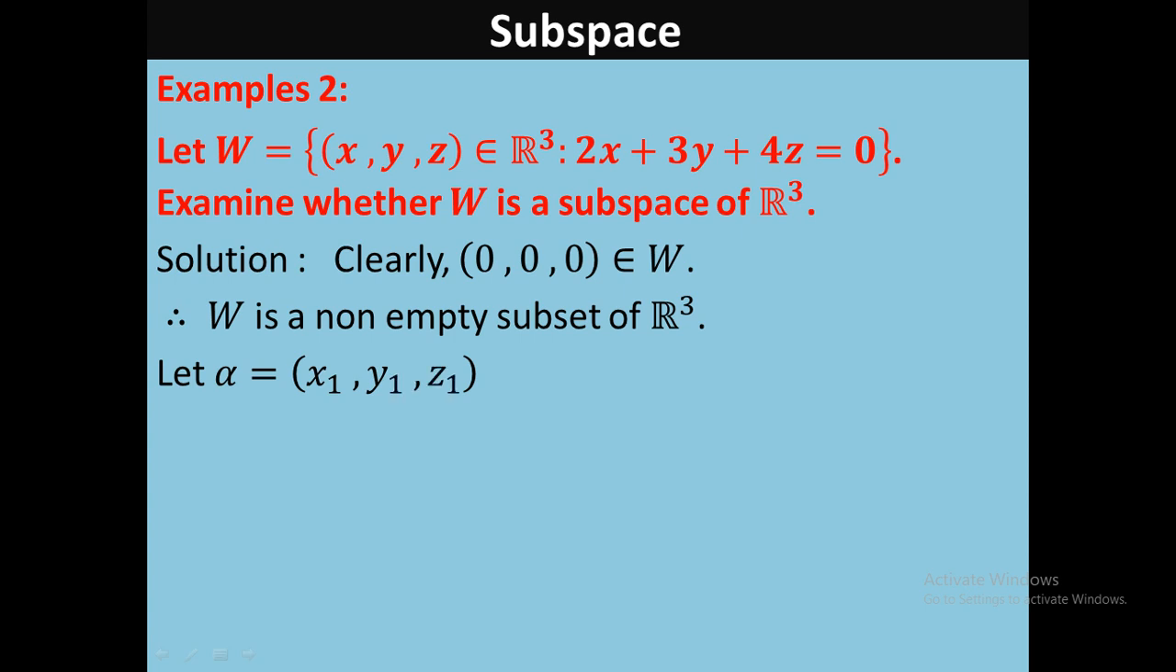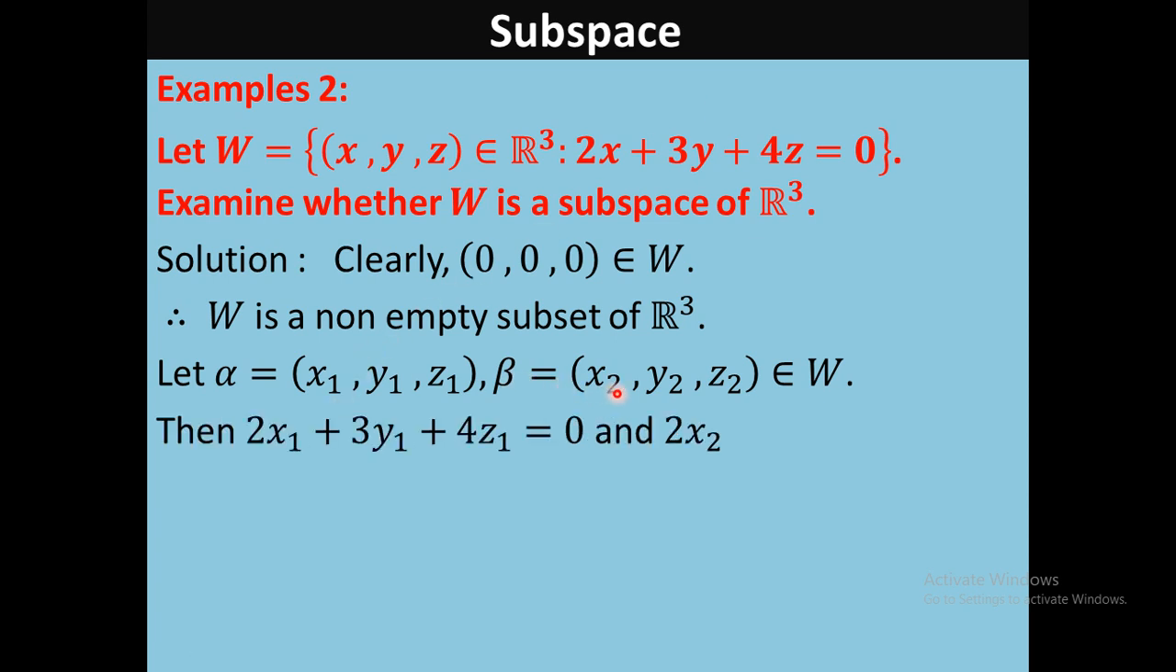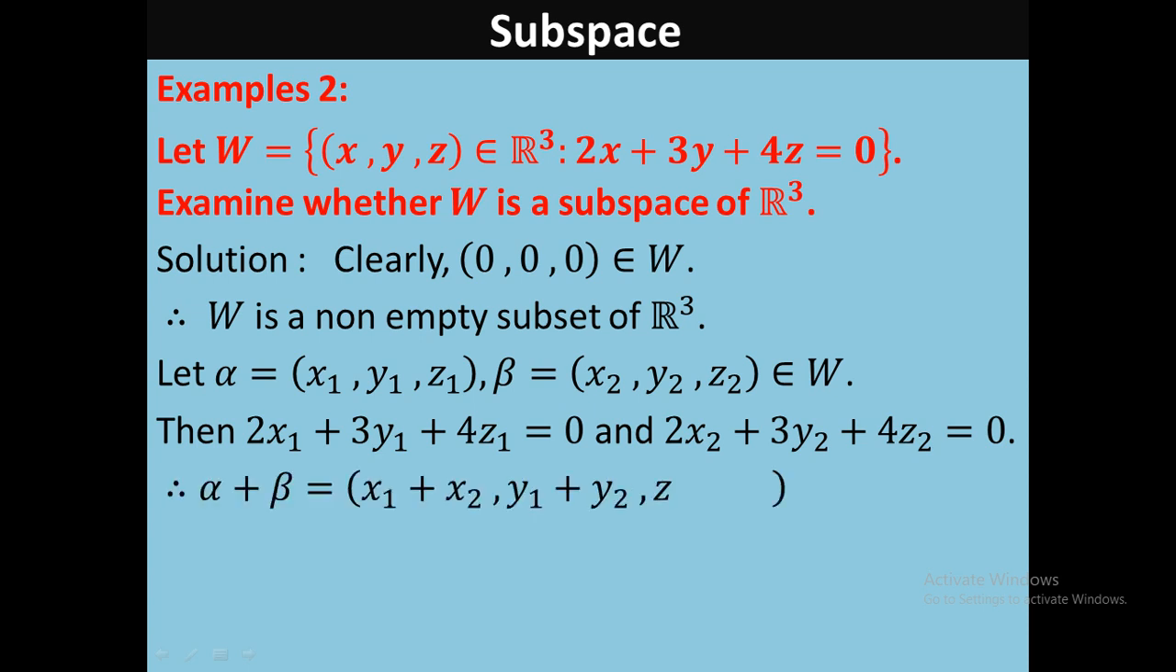You have to choose two elements. Suppose alpha and beta are two elements in W. Here alpha has three components, the components are x1, y1, z1, and beta also has three components, the components are x2, y2, z2. Since alpha is in W, therefore 2 into first component, 3 into second component, 4 into third component will be 0. That is 2x1 plus 3y1 plus 4z1 equal to 0, and similarly 2x2 plus 3y2 plus 4z2 equal to 0, since alpha, beta are in W. Now we have to calculate alpha plus beta. The calculation is the same as the previous problem. You have to add component wise. This is x1 plus x2, y1 plus y2, z1 plus z2.